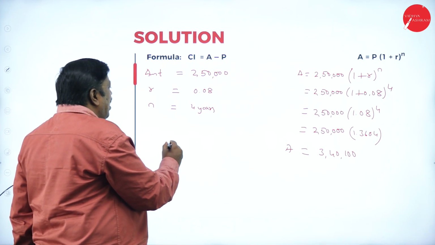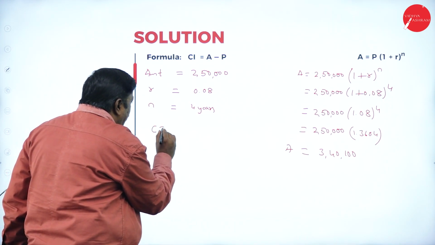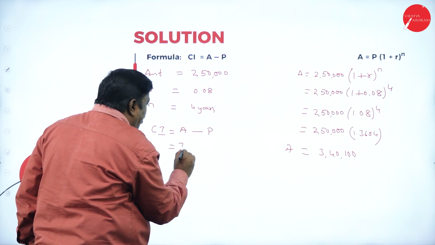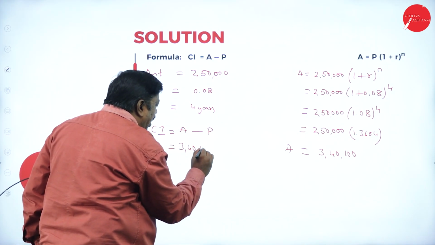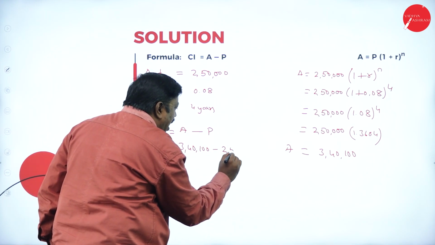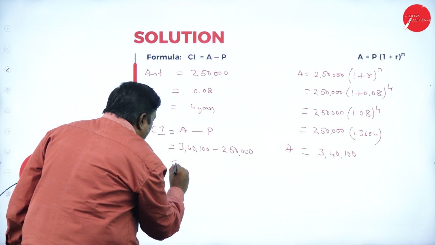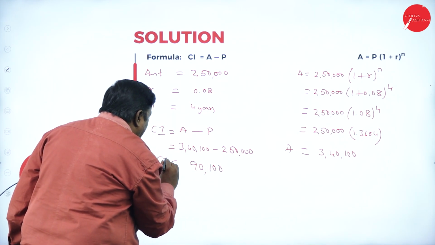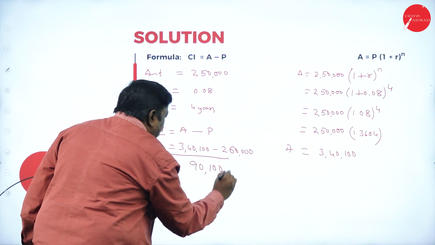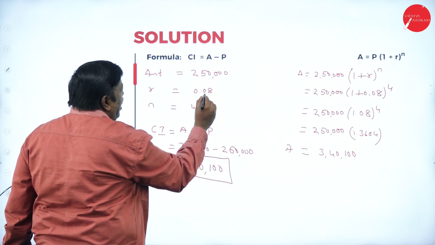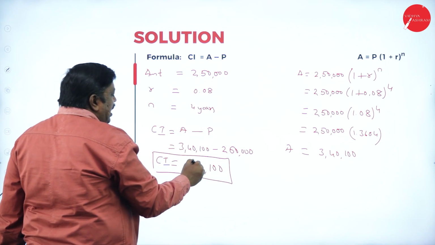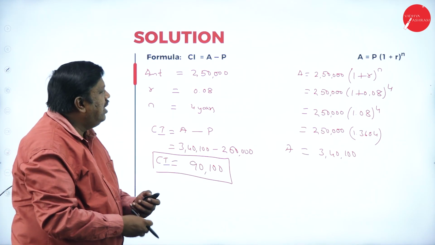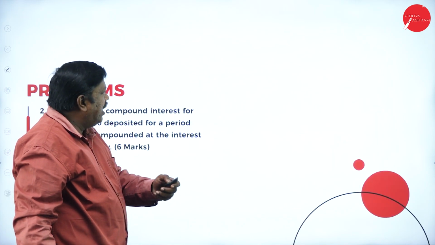Now, the compound interest will be annuity minus principal. Annuity is 3,40,100 minus 2,50,000, so it will be 90,100. So the compound interest for the amount of 2,50,000 at 8% for 4 years will be 90,100. That's the concept we have in problem 1.